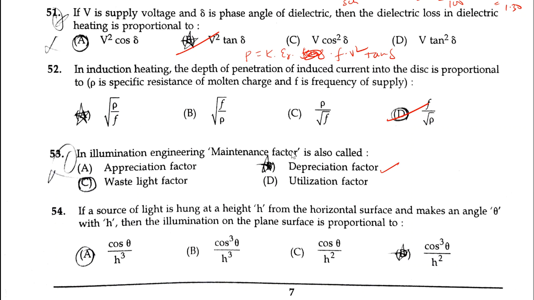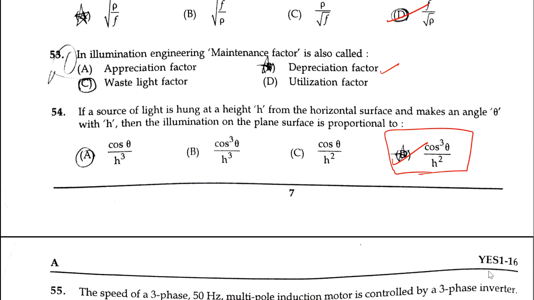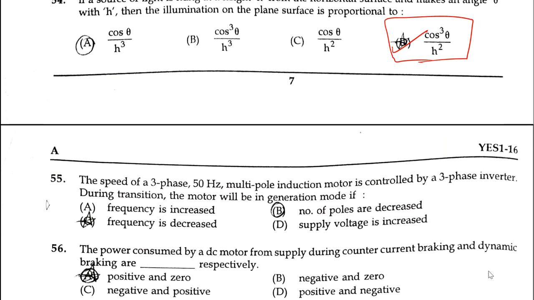Next one, if the source of light is hung at a height h from the horizontal surface and makes an angle theta with h, then the illumination on the plane surface is proportional to cos cube theta by h square. So we have seen this inverse cosine law. There are two laws present in illumination engineering that you have to read carefully.